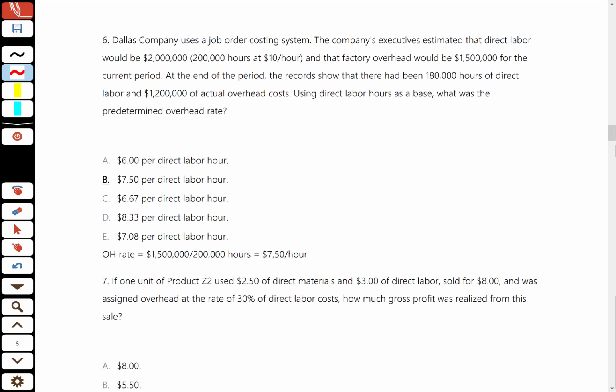Okay, number 6, Dallas Company uses job order costing. The company executives estimate the direct labor would be 2 million, which is 200,000 hours at $10 an hour. That's their direct labor. Should they pay them more? Should they pay their labor more than $10 an hour?